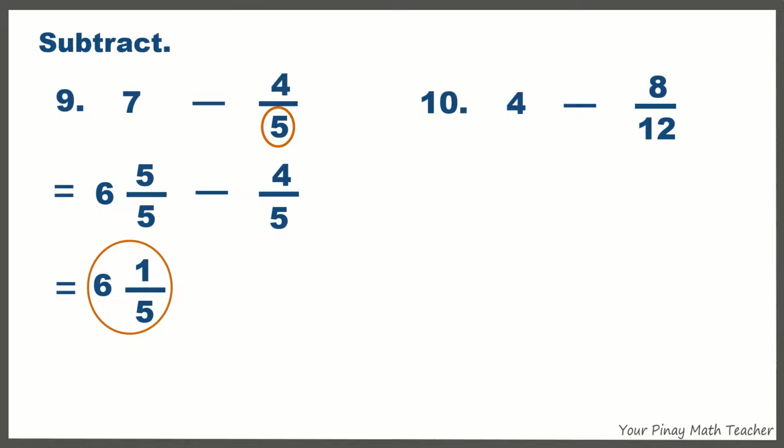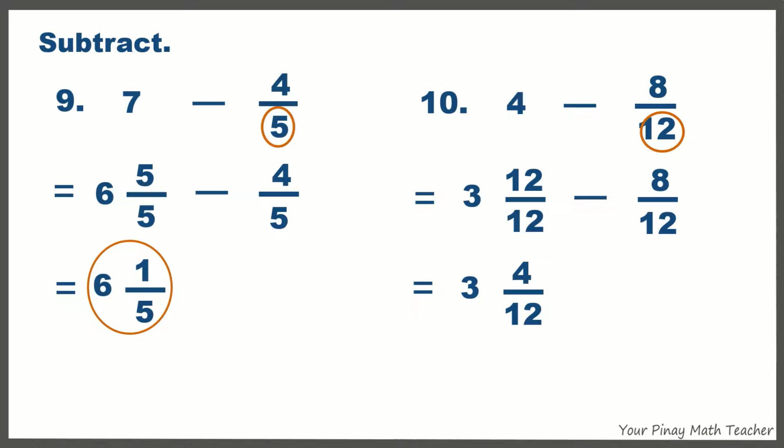Number 10. 4 wholes minus 8/12. Our denominator is 12, so 1 out of 4 wholes will be divided into 12 equal parts. So we rename 4 as 3 wholes and 12 twelfths. Subtracting 8 twelfths from it, we get 3 and 4 twelfths. Dividing both by 4, we get 3 and 1/3.